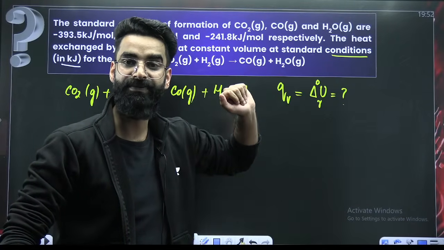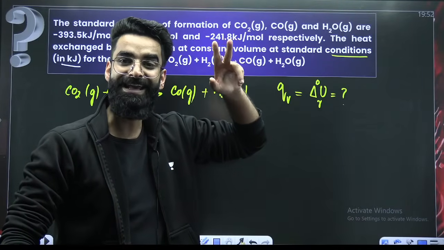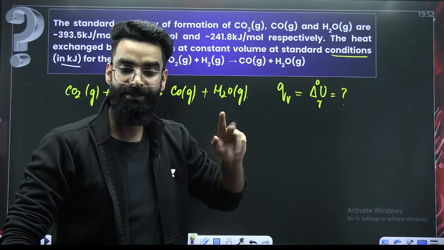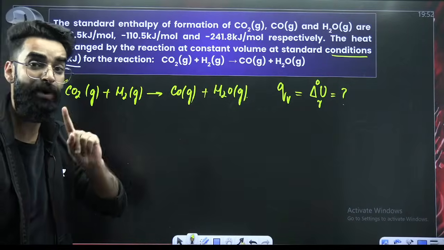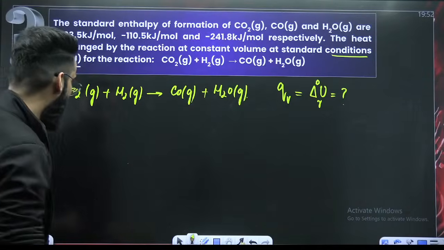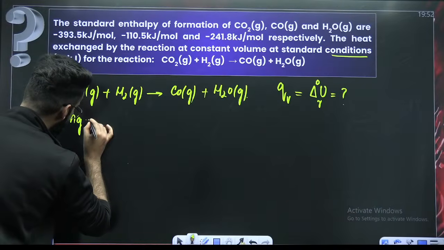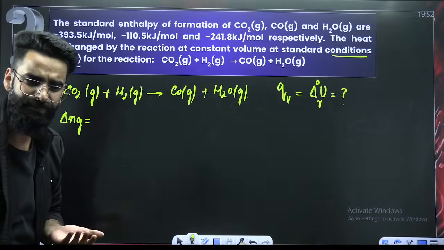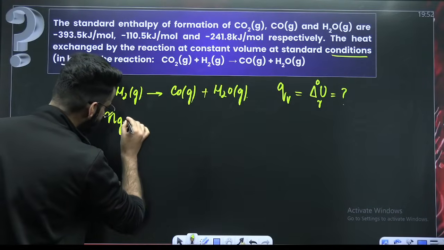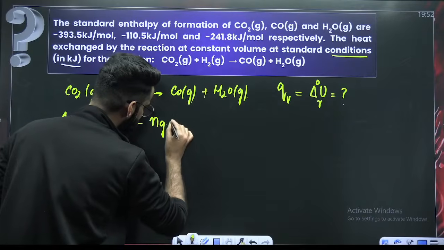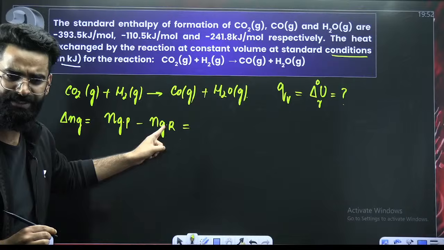Now try to understand carefully. I told you already, there is a relation between delta H and delta U. Do you remember that? Delta H is equal to delta U plus delta NgRT. Now, my dear students, can you let me know what is the value of delta Ng for the reaction? What is delta Ng first of all? Delta Ng represents the number of moles of gaseous products minus the number of moles of gaseous reactants.